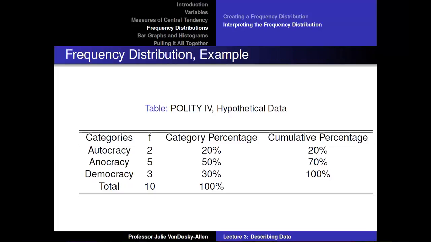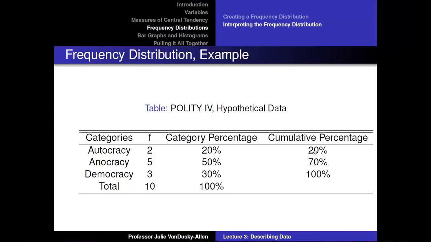Next, with the cumulative percentage column, you can also identify the median value of your data. Recall that the median is the middlemost value of a variable when the variable is ordered from smallest to largest value, with 50% of observations above the median and 50% of observations below the median. To find the median in a frequency distribution table, all you have to do is find the cumulative percentage category that encompasses the middlemost observation, or the observation at 50%.